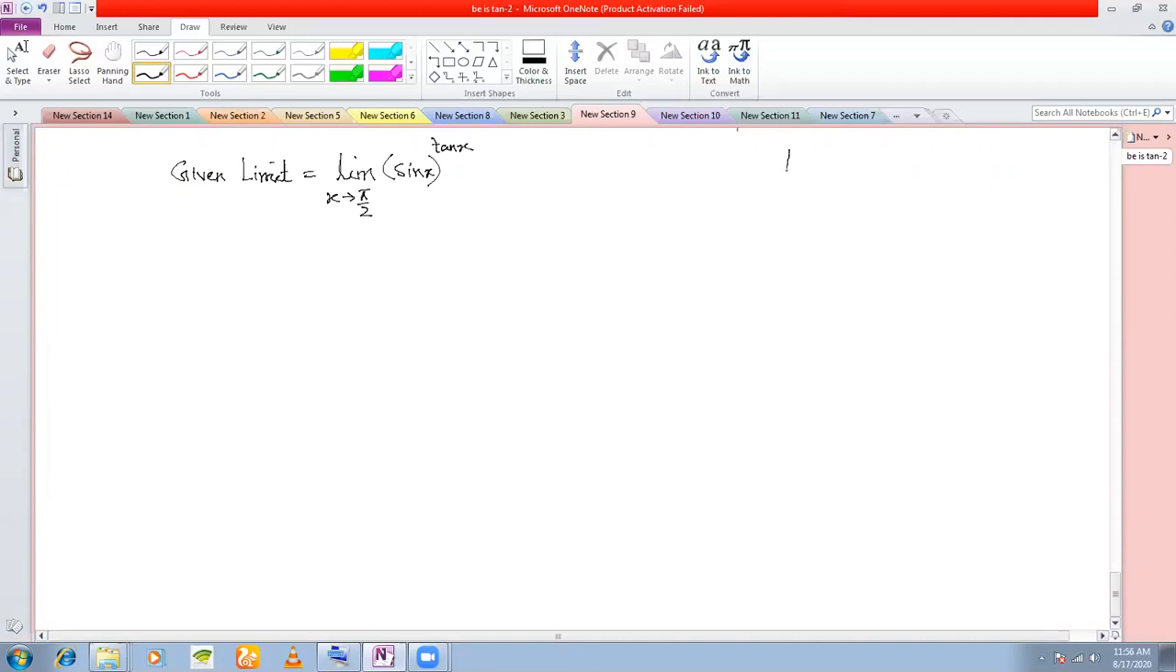Okay, so we now check what form this is. X tends to pi by 2, you have sin pi by 2 to the power of tan pi by 2. And what is sin pi by 2? It is 1. Tan pi by 2 is infinity. So what form is this? 1 to the power of infinity form, right? So 1 to the power of infinity form is also an indeterminate form. 1 to the power of infinity is not 1.